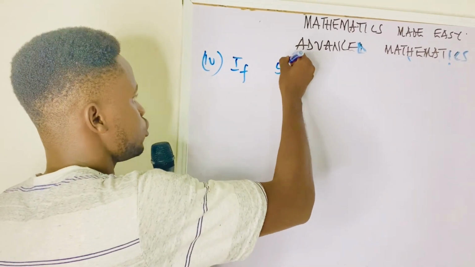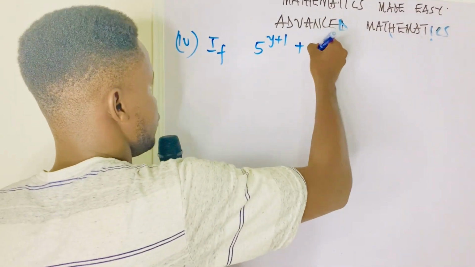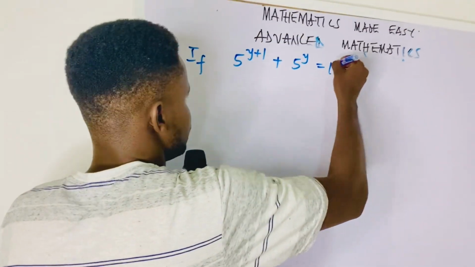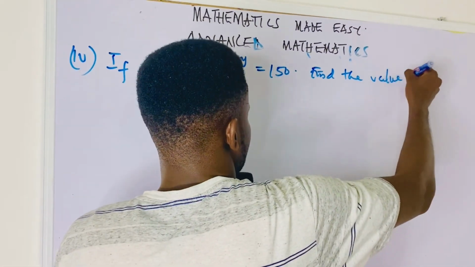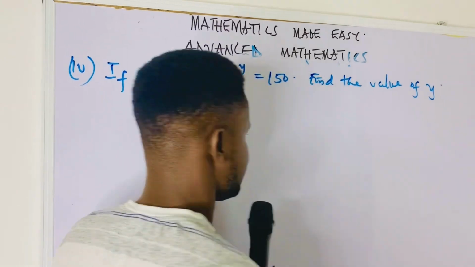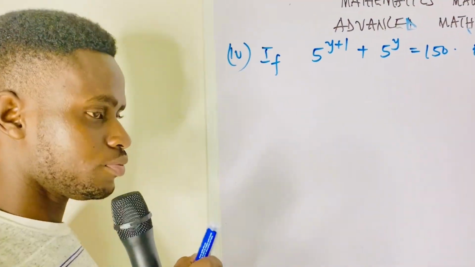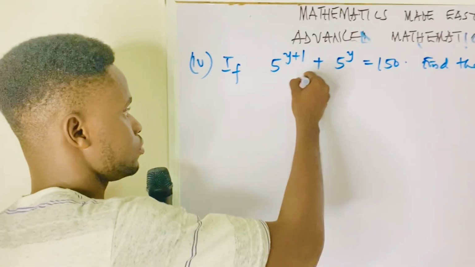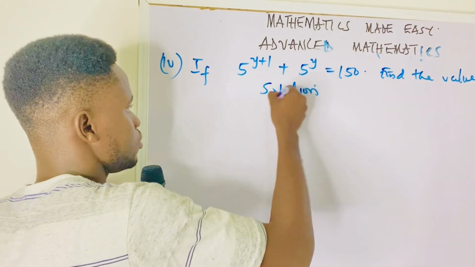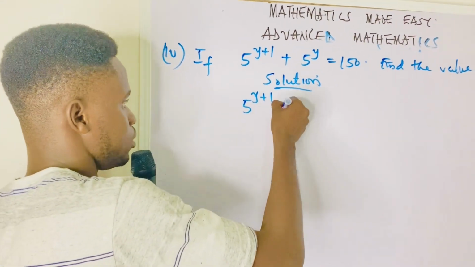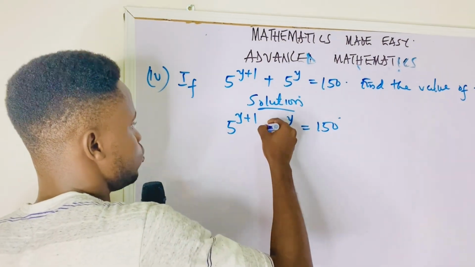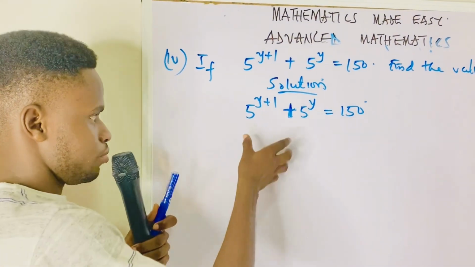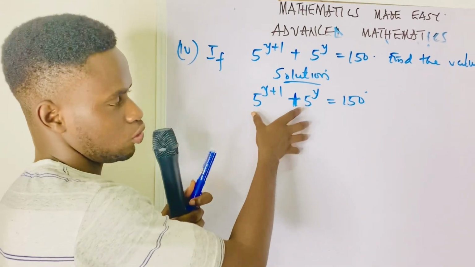If 5 raised to the power y plus 1 plus 5 raised to the power y equals 150, you have to find the value of y. To solve this, it's very simple. You are given 5 raised to the power y plus 1 plus 5 raised to the power y equals 150. Now if you check this one, notice that this one does not involve multiplication or division.